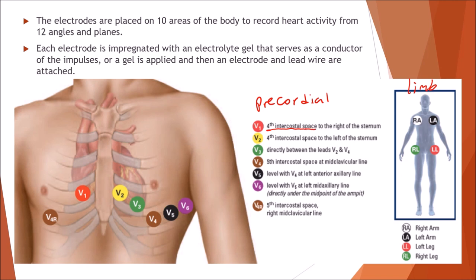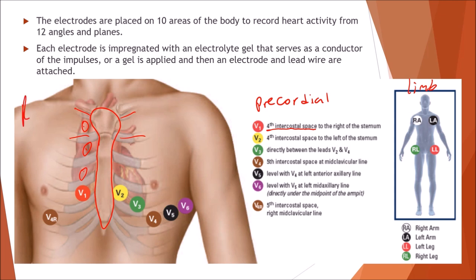So what are the intercostal spaces, right? These right here, these are your ribs. The space in between the ribs are called the intercostal spaces. Makes sense, right? Inter between costal ribs. So 1, 2, 3, 4. So it goes on the fourth intercostal space on the right side of the sternum. So this is the sternum, right? All of this is the sternum. It's gonna go on the right side of the sternum.